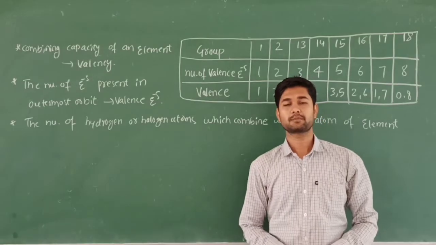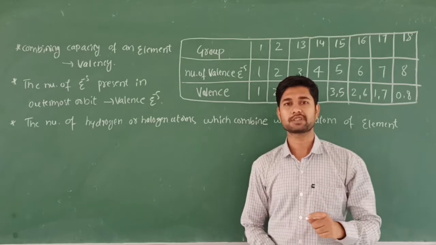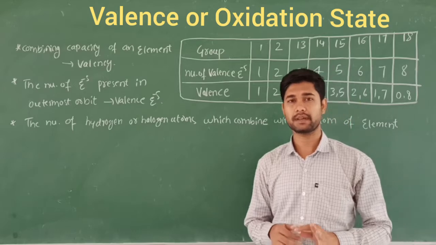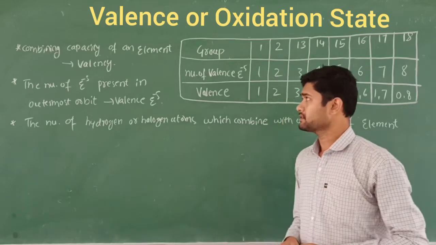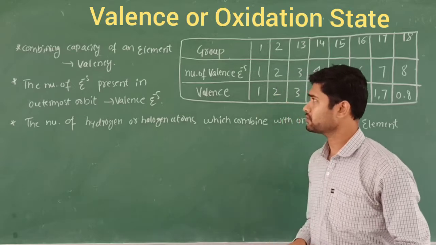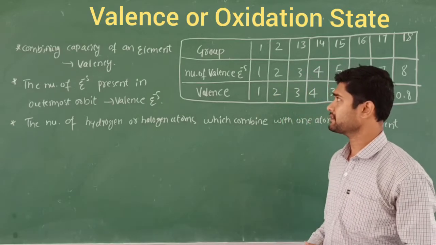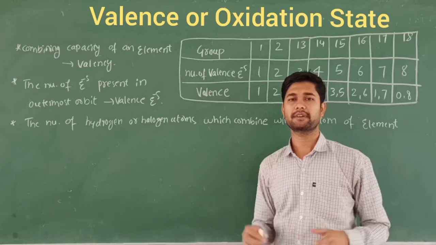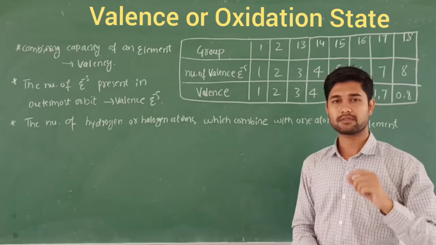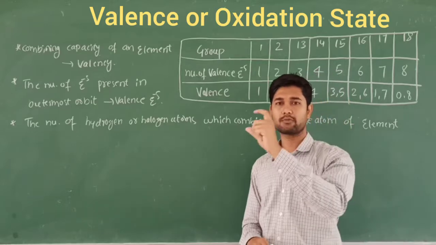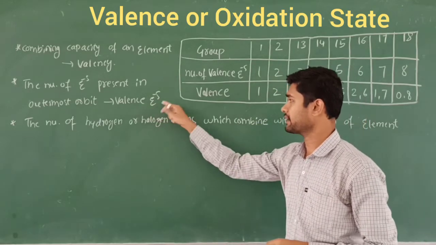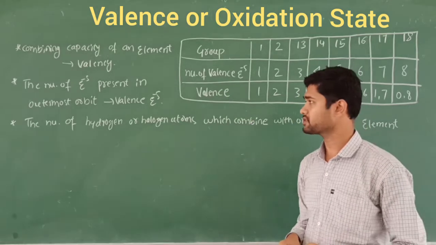Let us discuss the valence or oxidation state. This is also one of the very important properties of all the elements in the periodic table. Valence can be defined in many ways. The combining capacity of an element is called valency, or the number of electrons present in the outermost shell or outer orbit are called the valence electrons. So this is one definition.